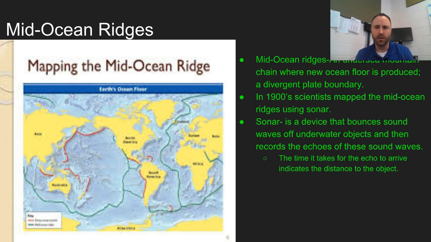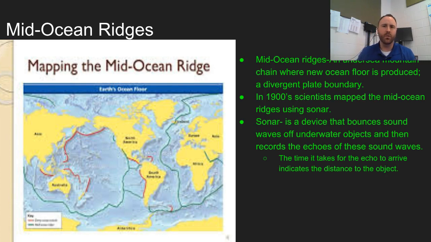Now, long ago, in the 1900s, scientists mapped the mid-ocean ridges using sonar. If you have any family that fishes and has a fish finder on their boat, you know that is a sonar device. A sonar device bounces sound waves off underwater objects and then records the echoes of the sound. The closer you are to the object, the faster the sound is going to come back. The further away you are, the longer it's going to take.